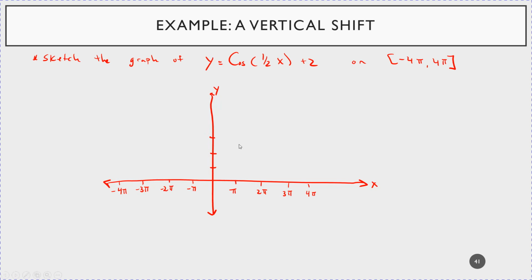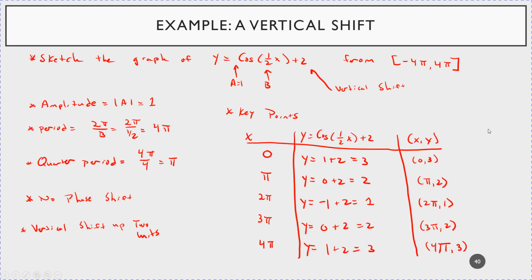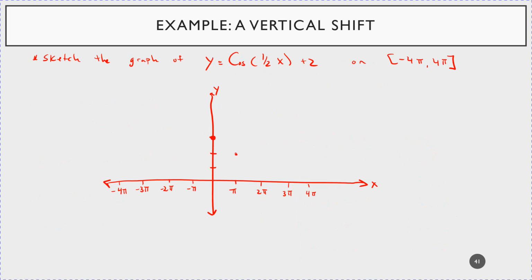So 3, 2, 1, 2, 3. And then it's going to be, because it's an even function, same thing on the negative side here. So 2, 1, 2, 3. And look, it's oscillating here. If I were to draw this through y is equal to 2, as I said, look, it's oscillating through that instead of the x-axis here.